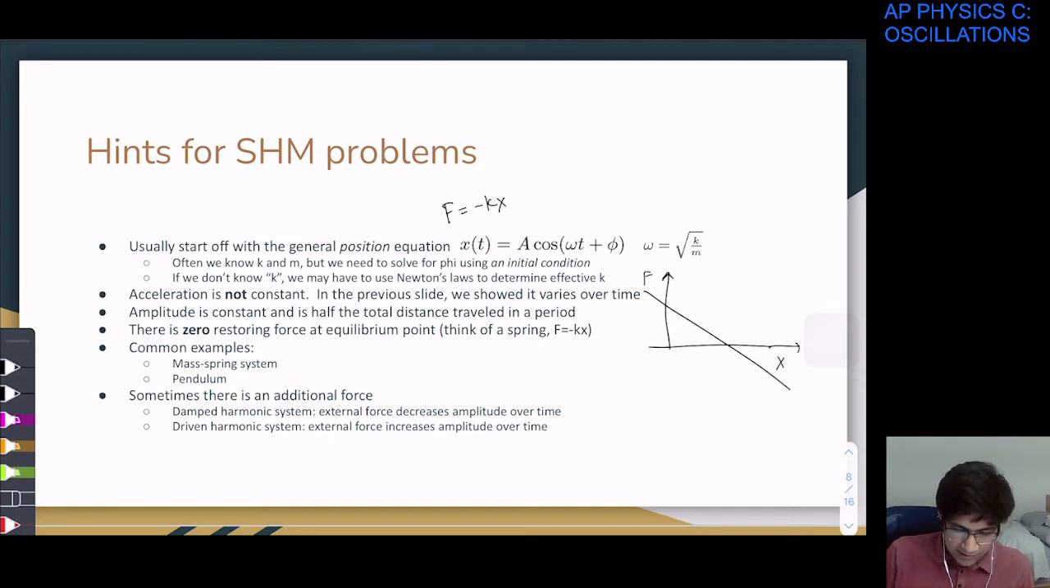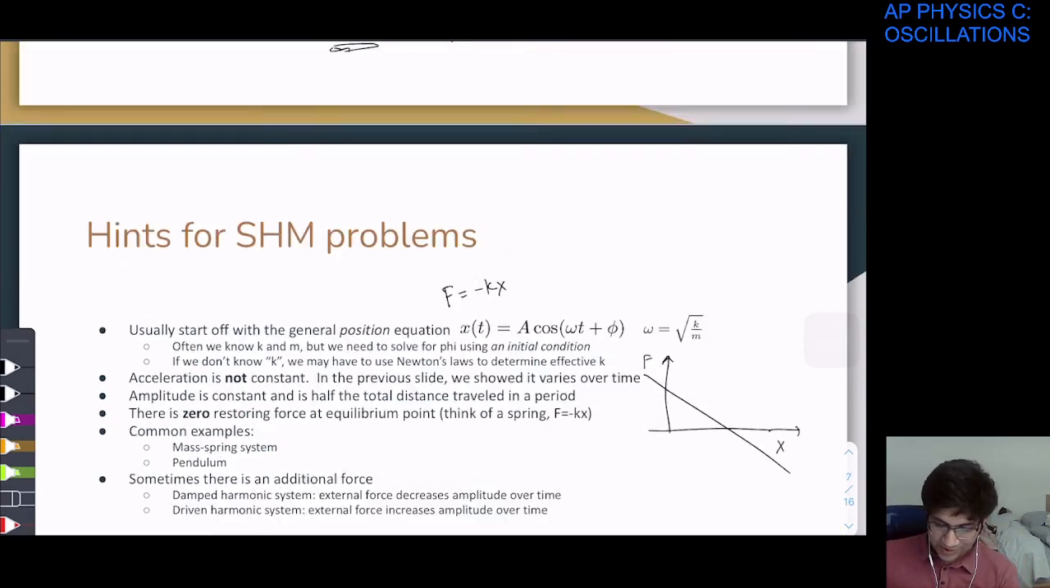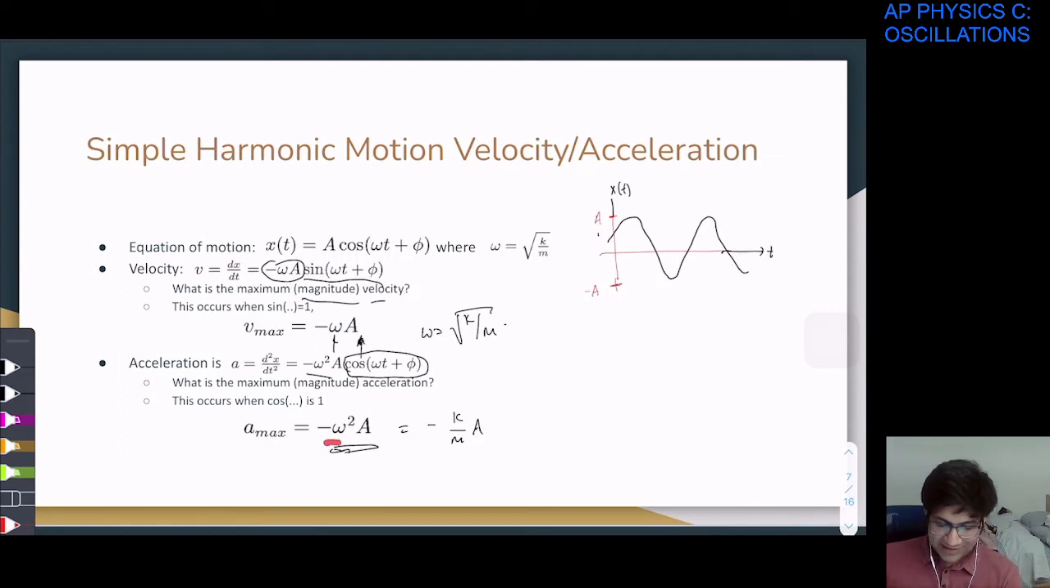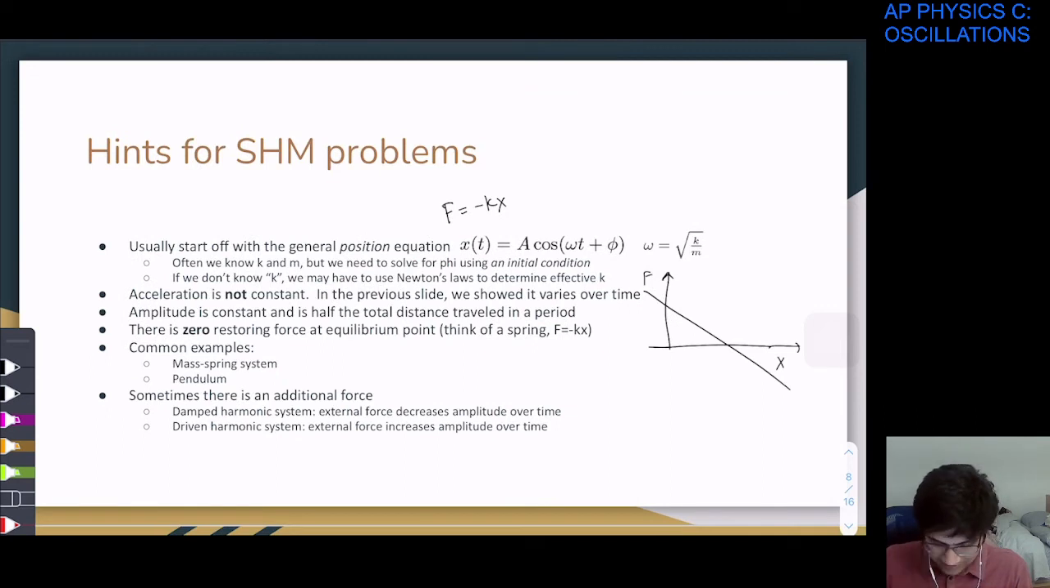Another thing here, acceleration is not constant. So this is not like our day one kinematics where everything was great and acceleration's constant and we have all these equations. It's not constant. We just showed over here it's minus omega squared times A times this cosine, and the cosine is going to be varying a lot. It'll vary between -1 and 1. So we can't use kinematics, of course.